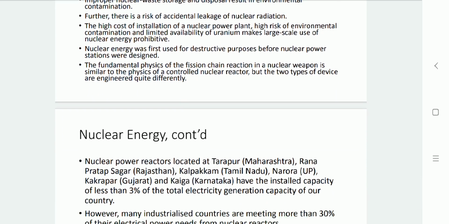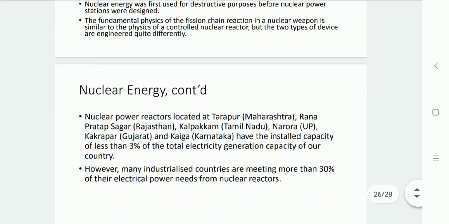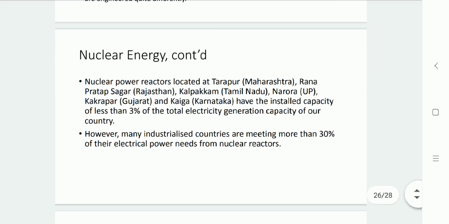So here, the fundamental physics of the fission chain reaction in a nuclear weapon, which was utilized initially for destructive purposes, is similar to the physics of a controlled nuclear reactor. The two types of devices that have emerged can be operated quite differently: one for the power station and another for destruction. The source is the same, but both can be utilized in different ways.